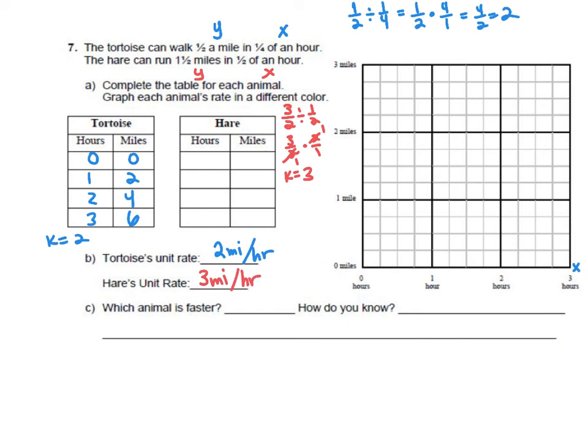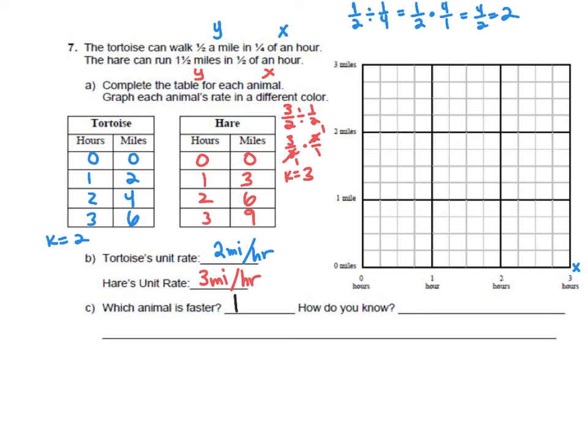Okay? And if we're filling in, we're going to fill in the same that we did for the tortoise. That would be times 3. So 0 times 3 is 0, 1 times 3 is 3, 2 times 3 is 6, 3 times 3 is 9. Okay? Which animal is faster? The hare.